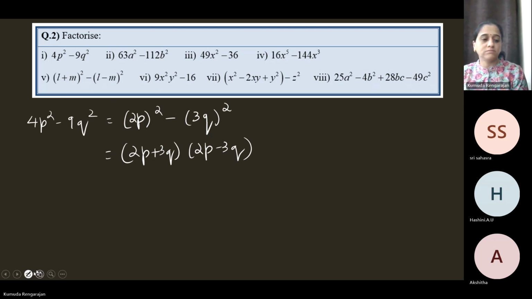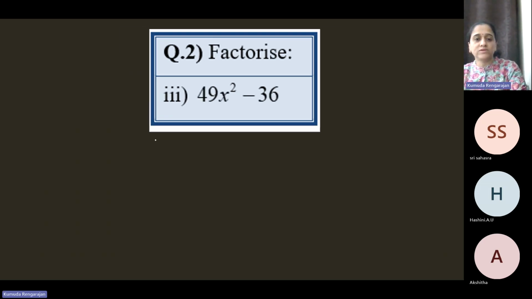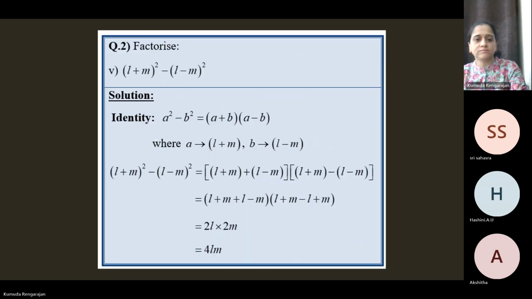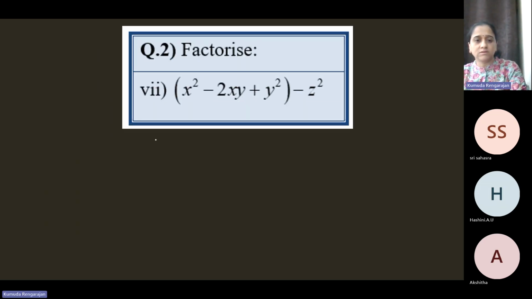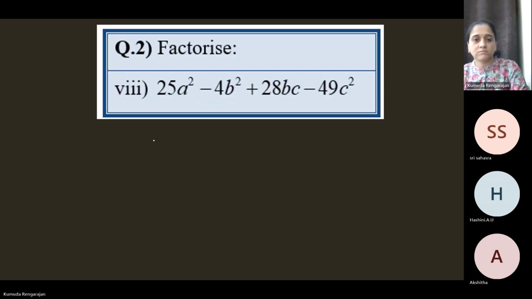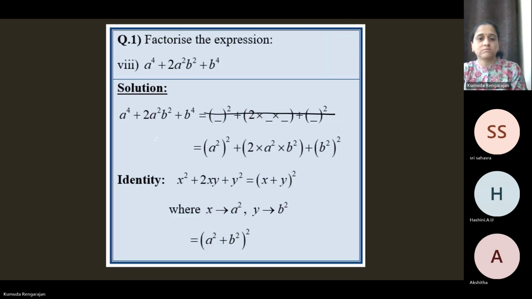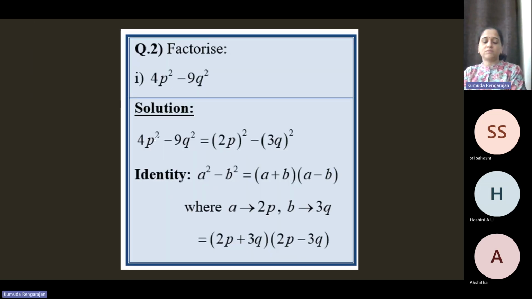You can try the first four. And you also know that whenever there's a common factor, you need to first take out the common factor and then factorize using the identity. Try to do the first four. Okay, start from here.